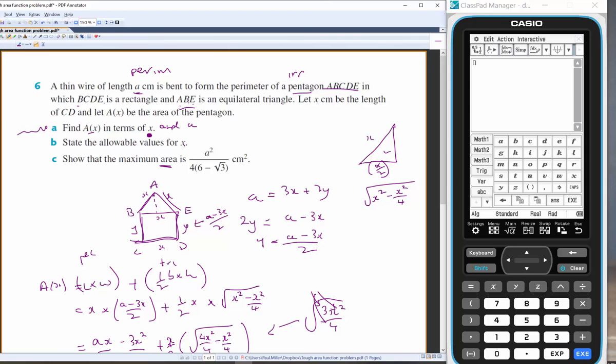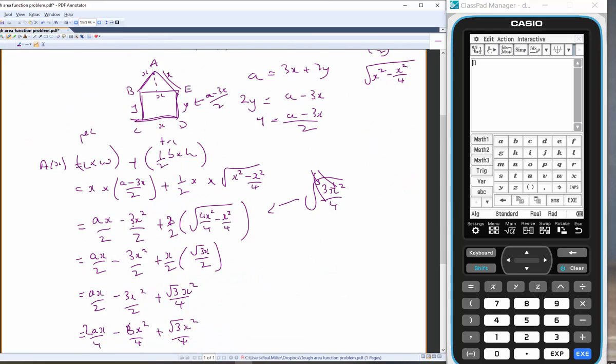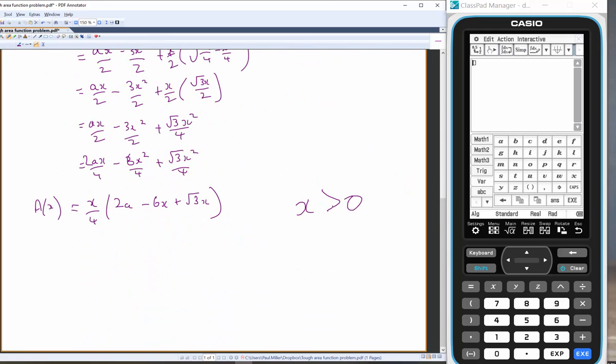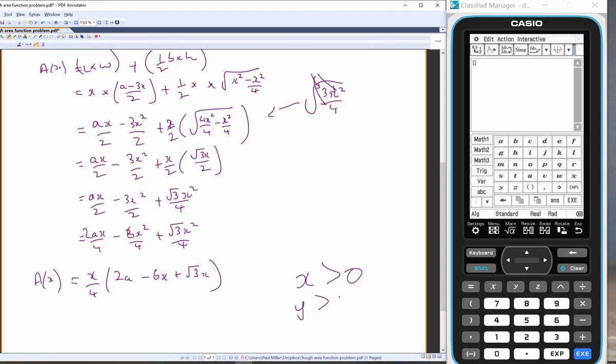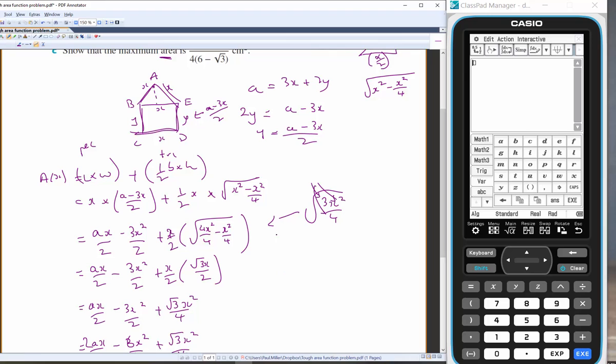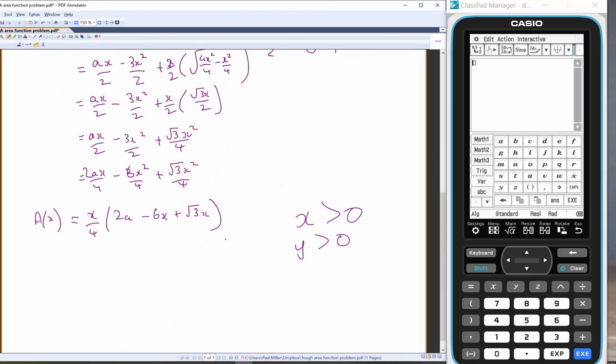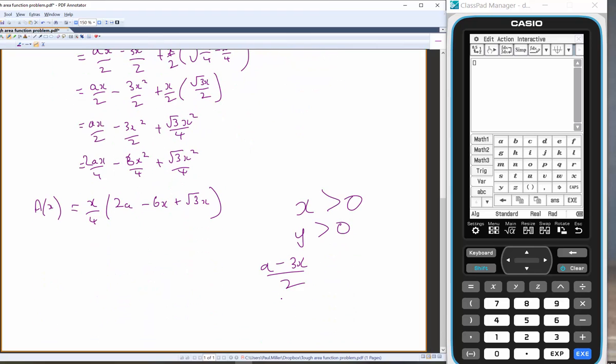State the allowable values of x. Okay, well, looking at our diagram, at a base level, x has got to be greater than 0. But also y has to be greater than 0 as well. So that other variable y has to be greater than 0. What have we called y? y is this over here. So let's just replace y with that. That's going to be a take 3x on 2, I think it was. a take 3x on 2 has to be greater than 0. a take 3x greater than 2. Negative 3x greater than 2 take a. Running out of room here, x less than 2 take a over negative 3.